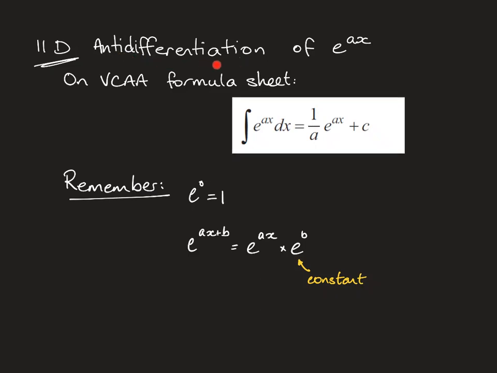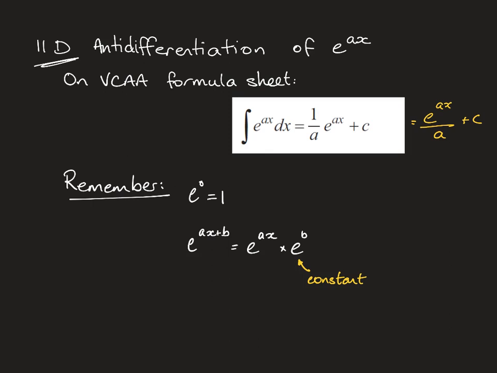In this video we're going to look at the antidifferentiation of e to the power of ax. Now we're actually going to look at a little bit more complicated formulas than this, but on the formula sheet this is the formula that you're given. The integral of e raised to the power of ax dx is 1 on a e to the ax plus c. Now this doesn't have to be written like this. You can actually write it, if you like, as equal to e to the ax on a plus c, which is a little bit more compact.